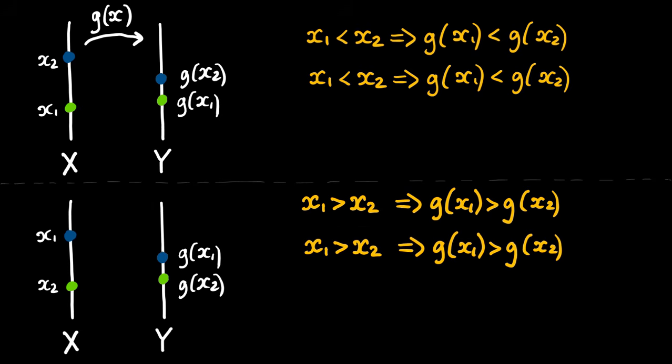I duplicated each of these two expressions, and that is because I want to show that the strict inequality implies the weak inequality. So if we were to take x1 to equal x2, then that just means the blue dot and the green dot will be one and the same. Then g of x1 will also equal g of x2. So the strict inequality implies the weak inequality. And that is also the case for the bottom case here.